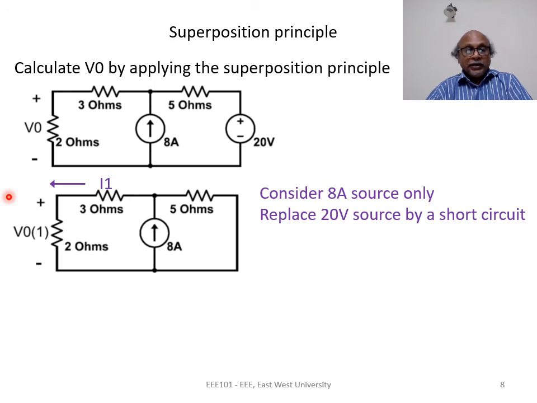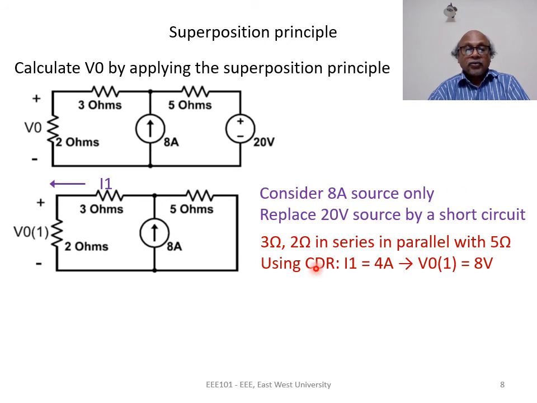Now let us say that the current flowing through the 3 ohm and 2 ohm series combination is I1. These two in series give us 5 ohms. This 5 ohms and this 5 ohms are in parallel. We can use the current divider rule and calculate that I1 is 4 ampere. The two resistances are equal, so the current will also divide equally. Then we apply Ohm's law to the 2 ohms and find that V01 is equal to 8 volts.